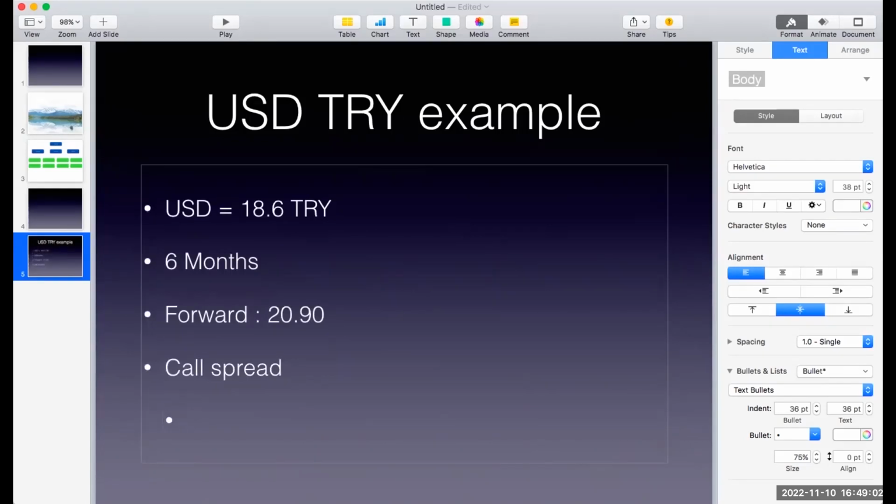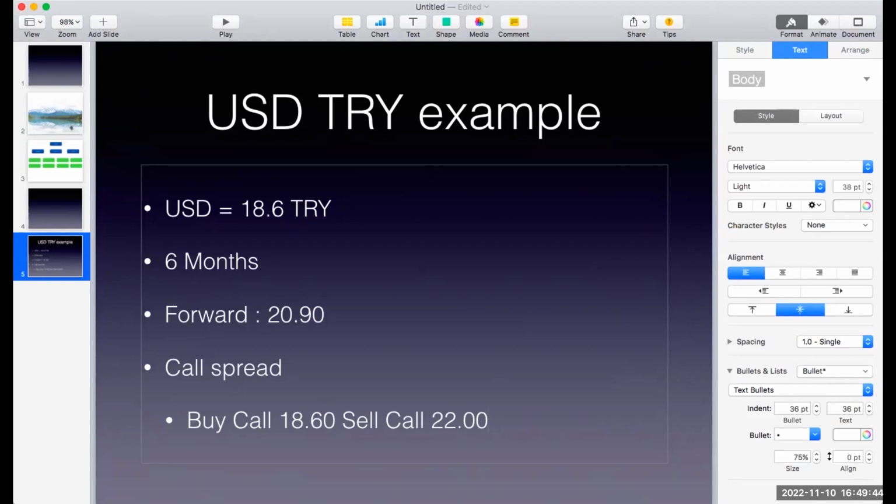Hussein, a call spread can be something like buy call at 18.60 and sell call at 22. So you are protected from 18.60 till 22. If Turkish lira moves between 18.60 and 22, then at what rate will you be buying? You'll be buying at 18.6. If it goes beyond 22, let's say it goes to 22.25, then that 0.25 risk is to your account. Otherwise, you'll be buying at 18.6.